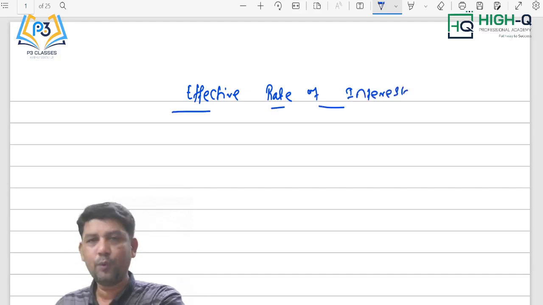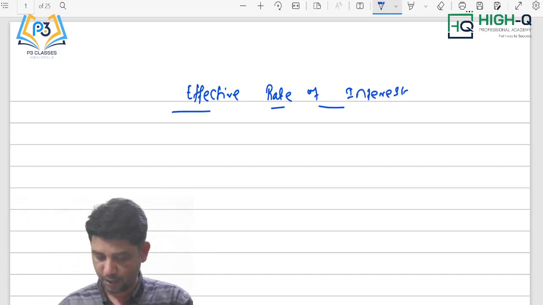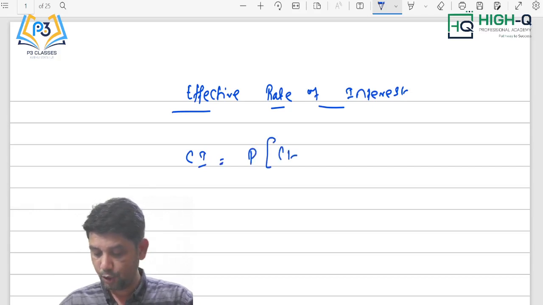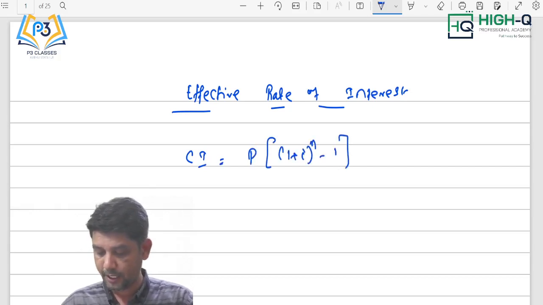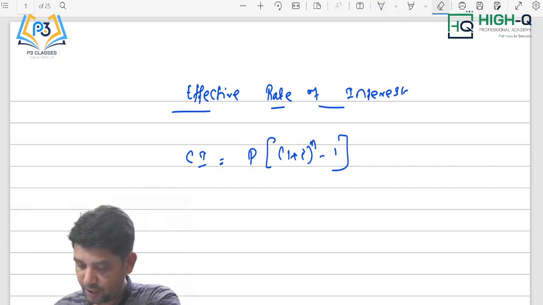See, effective rate of interest is as simple as the other formulas. Of course, you remember the compound interest formula. What is the compound interest formula? P into 1 plus i the whole power n, minus 1. This is the compound interest formula. Now, what exactly is the effective rate of interest formula?